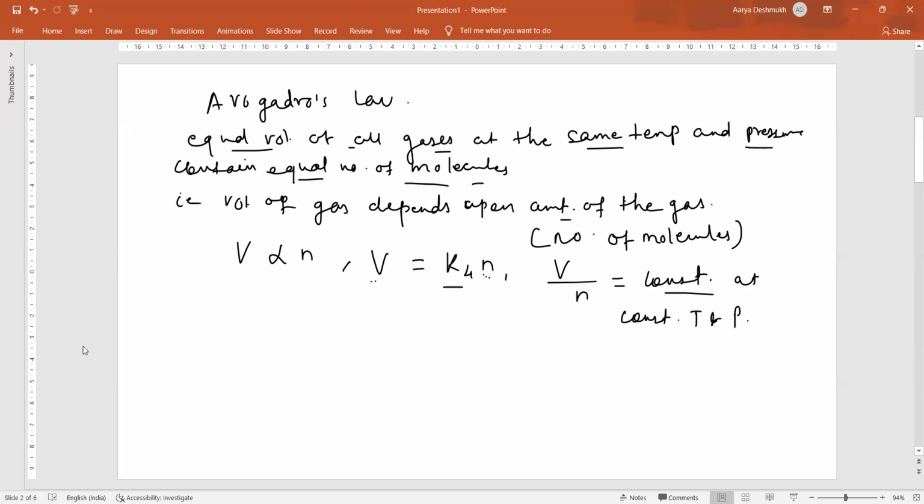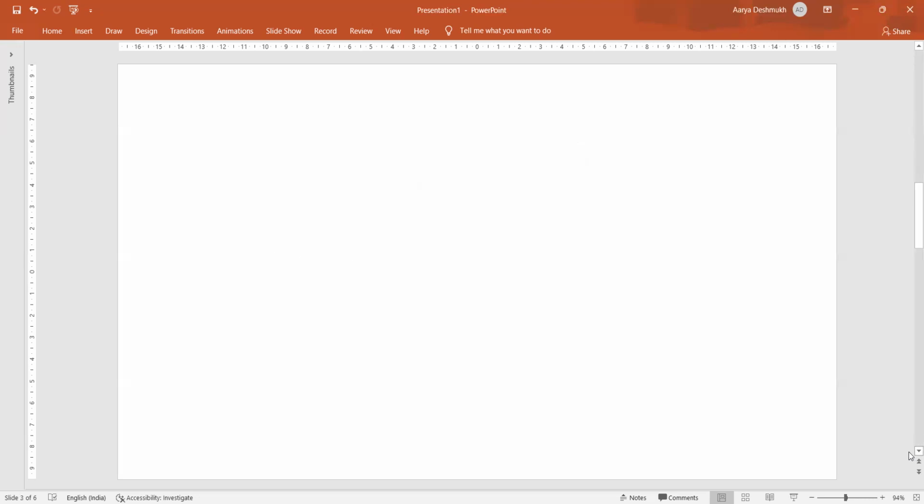Now this figure, 6.022 into 10 raised to 23, is what we call Avogadro's number. And one more thing we should not forget, that is 22.414, the molar volume at STP, means at standard temperature and pressure, 22.414 liters per mole. So what is this actually? I'll write here. Suppose we take 6.022 into 10 raised to 23 molecules of chlorine gas. Again, 6.022 into 10 raised to 23 molecules of O2, oxygen.